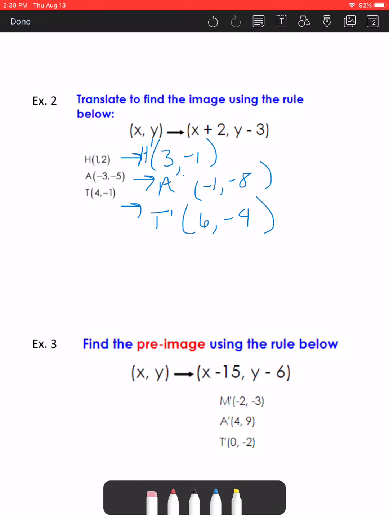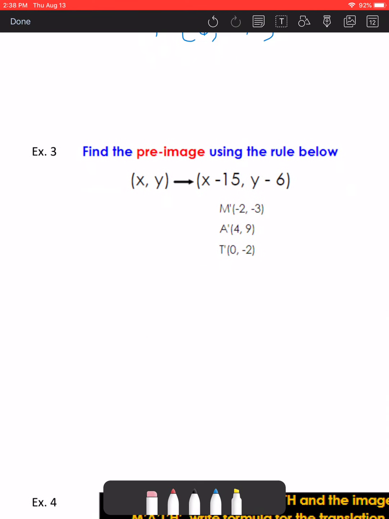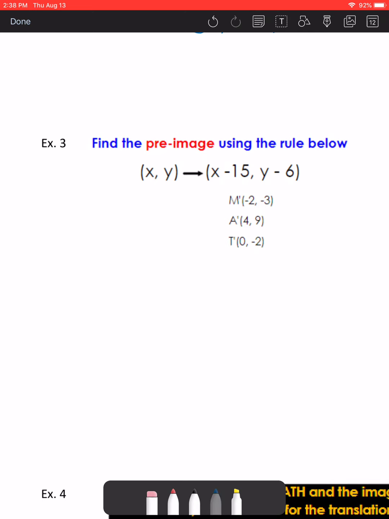All right, let's look at example 3. Example 3 says, find the pre-image using the rule below. All right, so this problem's kind of interesting, right? Because we're not actually looking for the image points. We actually already have those. We have M prime, A prime, T prime. So what we're looking for is our pre-image points, M, A, and T. So how are we going to do that? Well, something that you need to think about is this.